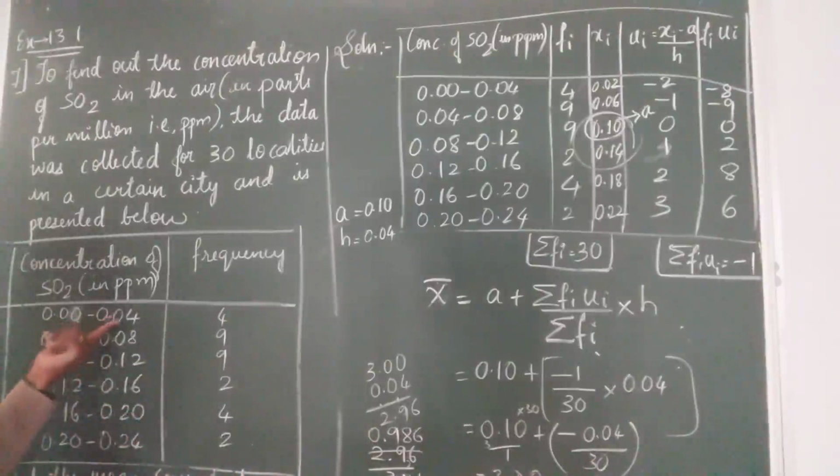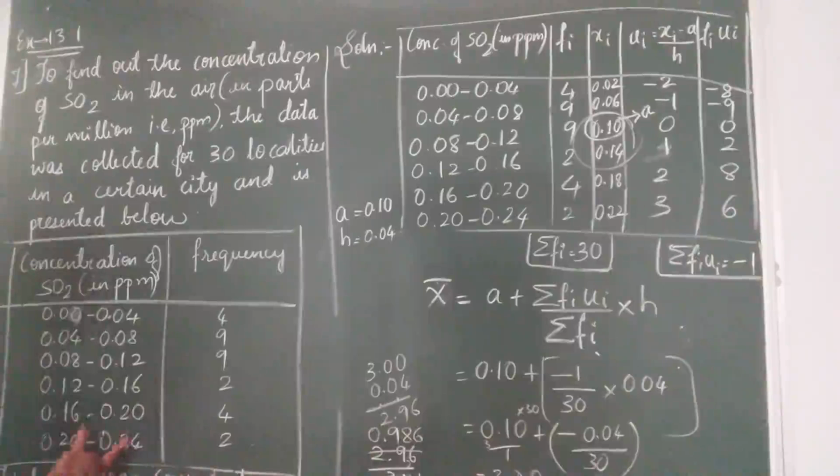What is the class size of this class interval? It will be equal for all the classes here. So upper limit minus lower limit, that is 0.04 minus 0.00, which is nothing but 0.04. So the frequency table is given here. They told you to find the mean concentration of sulfur dioxide in the air.